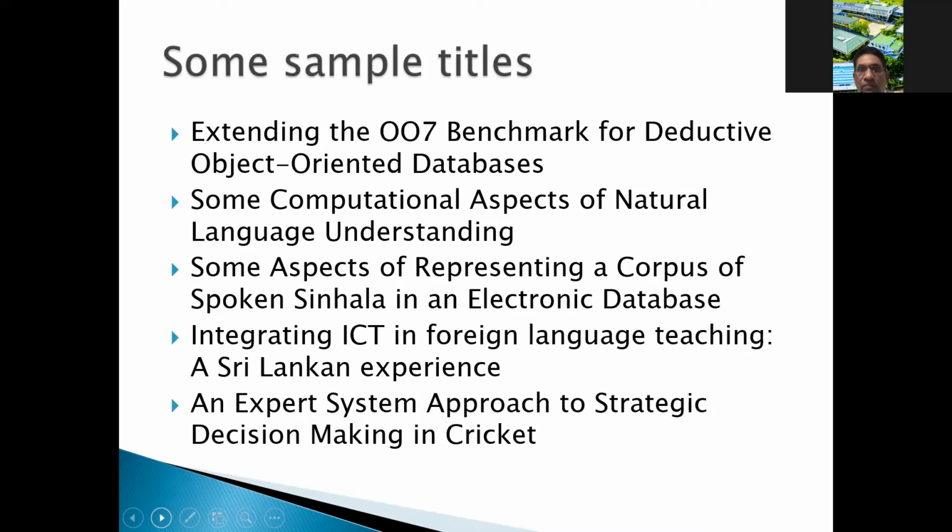Then the next one: integrating ICT in foreign language teaching, a Sri Lankan experience. If you take foreign language, it's a very broad area. Integrating ICT in foreign language teaching narrows it down, and you narrow down further by saying a Sri Lankan experience. Then the last one: an expert system approach to strategic decision making in cricket. I remember this project very well. I did it with one of my students, Dr. Siddharth Liyanage, who did the keynote speech in ICT at the last research symposium. He is now a senior lecturer at the University of California, and when he was a final year undergraduate student for his special degree, he did this project, and I was the supervisor.